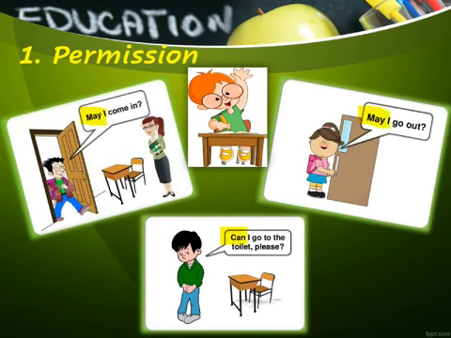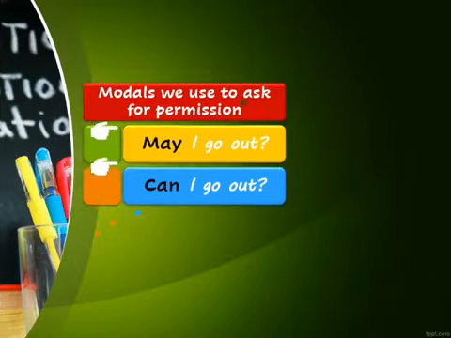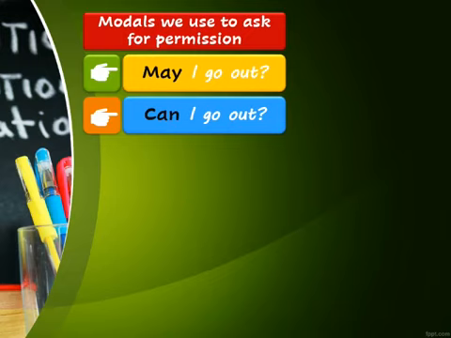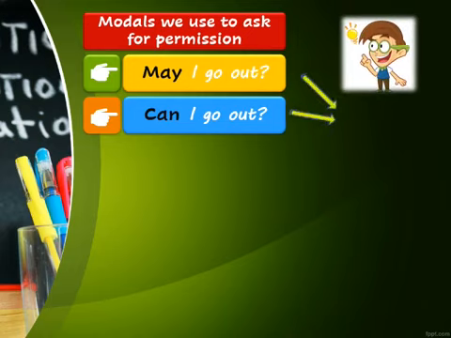The words highlighted with the yellow color are the modal verbs we use for permission, and they are may and can. So to ask for permission, we use modal verbs like may or can, just like in this example. May I go out or can I go out? You may notice that the two statements are in the form of a question.